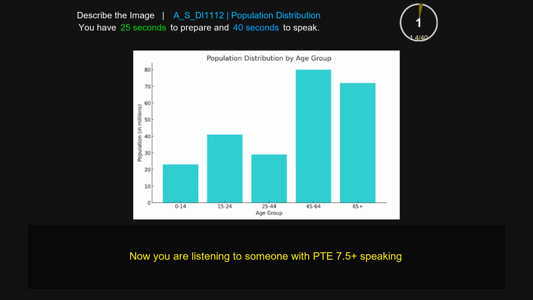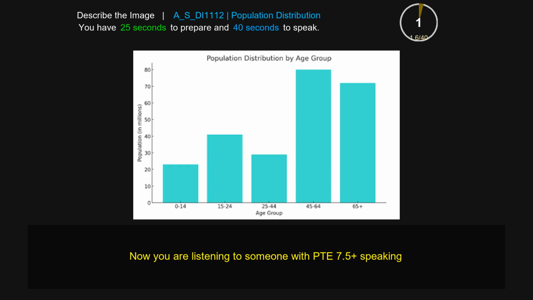This bar graph gives information about the population distributions by age group. From this bar graph, I can say that the x-axis represents the different age groups and the y-axis represents populations in millions. In that, the highest value is the 45 to 64 age group, which is indicated by 80 millions. Now, the second highest value is the 65 above age group, which is indicated by 70 millions. If we talk about the lowest value, that is the 0 to 14 age group, which is indicated by near to 20 millions. In conclusion, this image is very informative and knowledgeable.